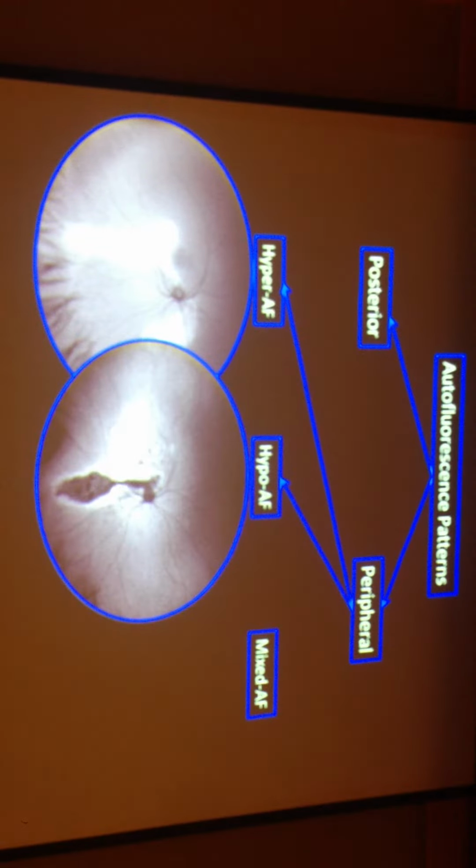Okay. So this slide is just to show you the spectrum of autofluorescence patterns in CSC. It can be posterior or peripheral, and it can be a hyper-autofluorescence, hypo-autofluorescence, or a mixed autofluorescence pattern.